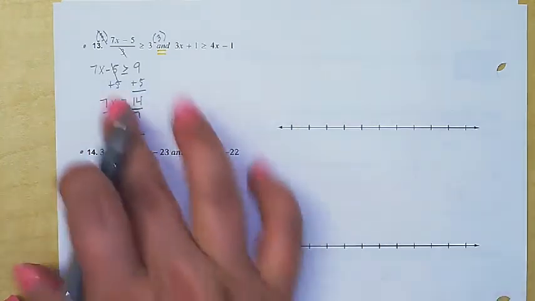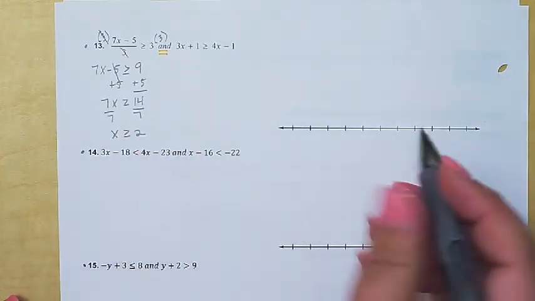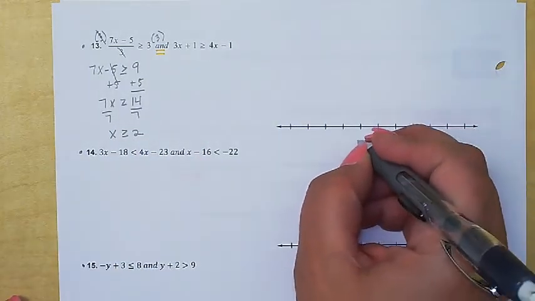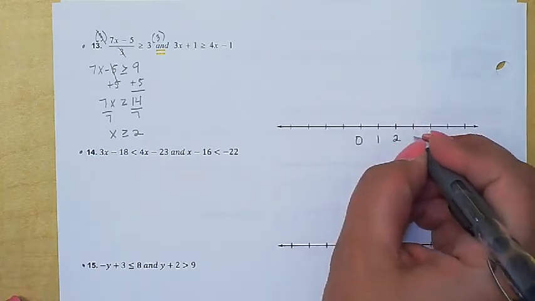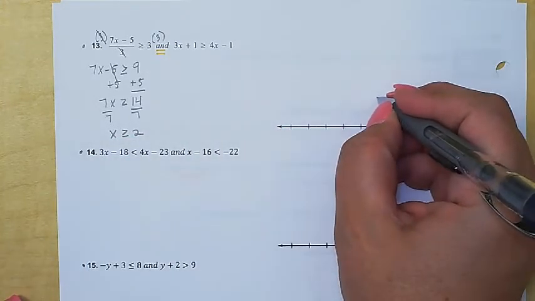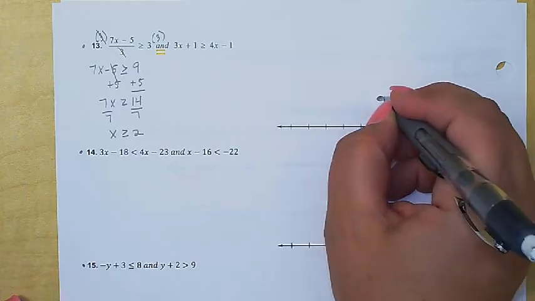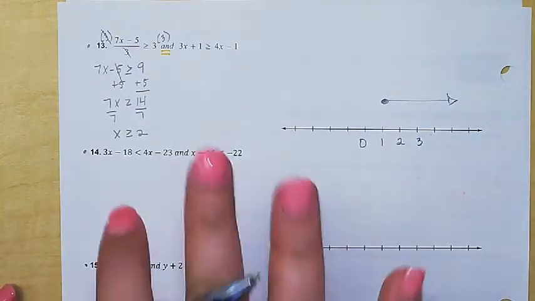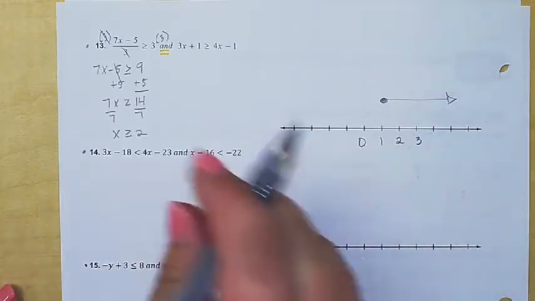So if I were just to explore what that would look like on our number line, for example, let's say I have 0, 1, 2. So the solutions here are any values that are greater than or equal to 2. So that solution would be headed this way. Okay, so I'm just going to mark that. That's not my final answer. I'm just kind of making a mark on it.